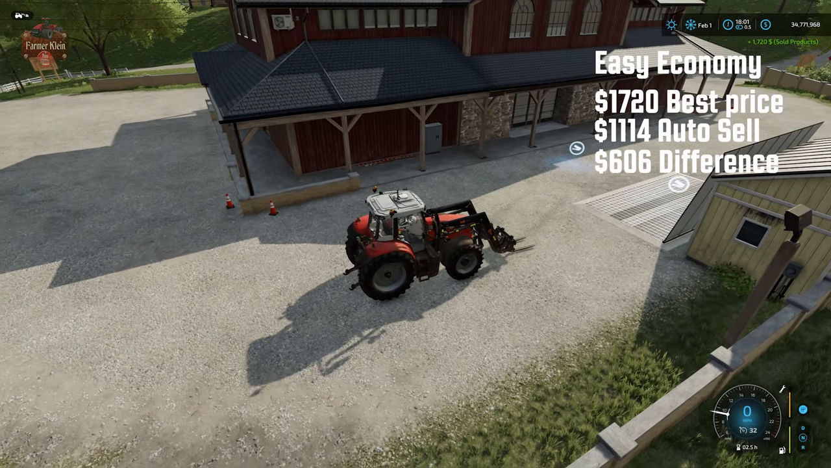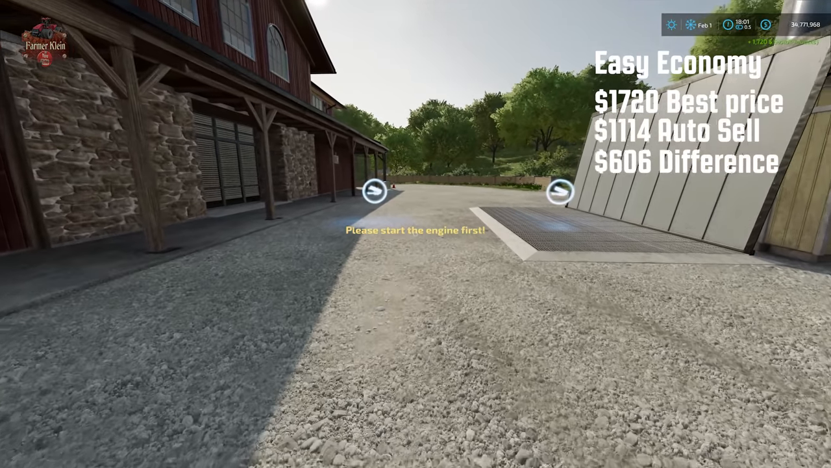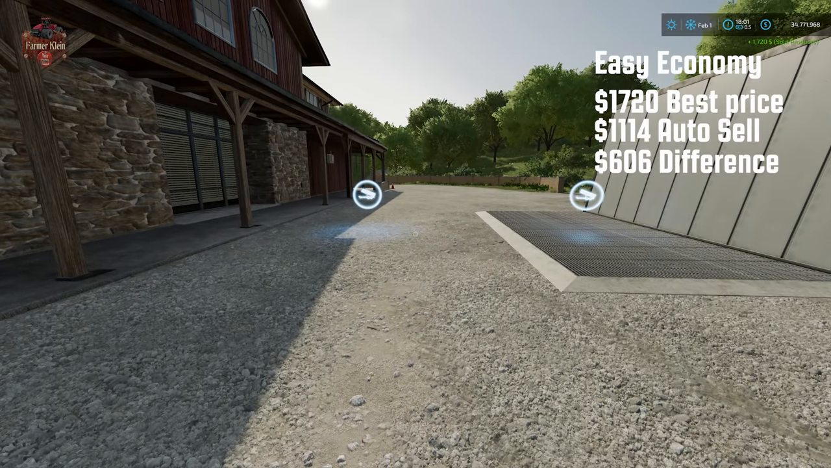So, what does that tell us? On easy mode, we sold our product for $1,114. That is a difference of $606 less than manually selling at the best price, or 35.23% less. So we took a 35.23% hit on using auto selling for our flour. Now, let's check out normal mode and see what it looks like.